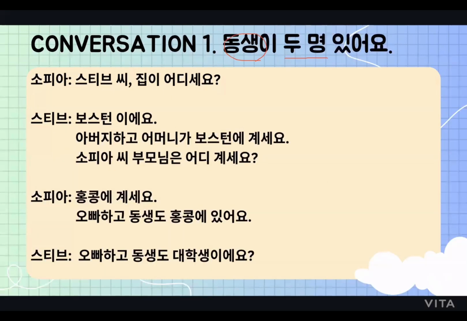Then the translate part. All right, Sophia, Steve 씨, 집이 어디세요? 자, here's 집이 어디세요? 자, 집 is what? 그렇죠. Home이란 뜻이죠. So 어디세요 means where is your home. And Steve said 보스턴이에요. It's in Boston. 아버지하고 어머니가 보스턴에 계세요. 자, look here. 하고 means my parents, 아버지하고 어머니. So we call both the parents, 부모님, but here my father and my mother are in Boston.